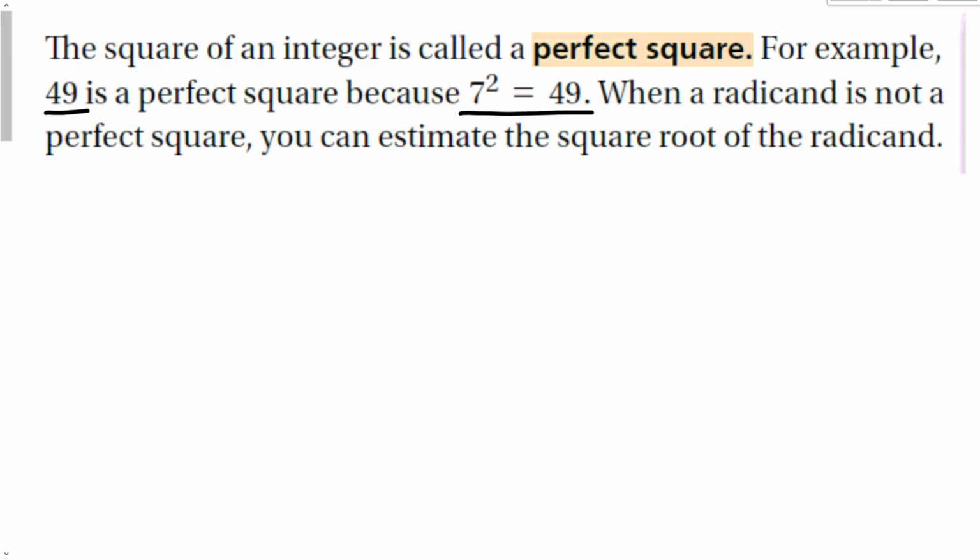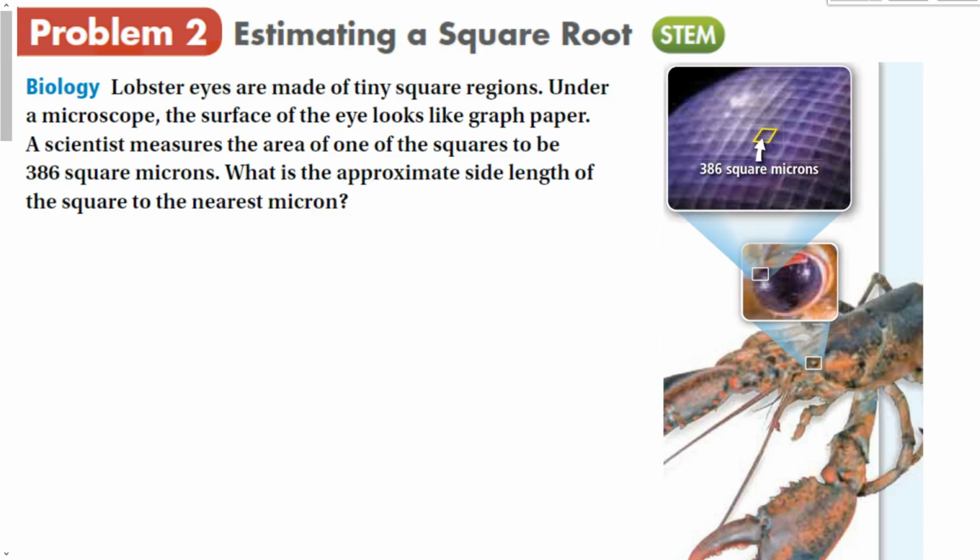Okay, so a weird picture here, right? But we're going to estimate square roots. So this right there is a lobster. I know it's hard to tell. Bad picture from your textbook. And if we look closely at its eye, we can see that it's made up of little squares.